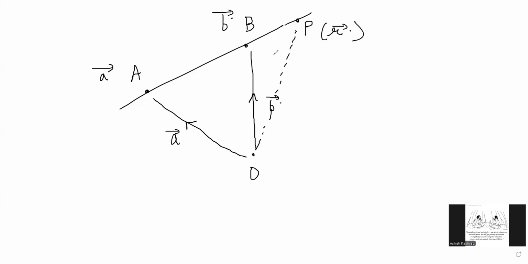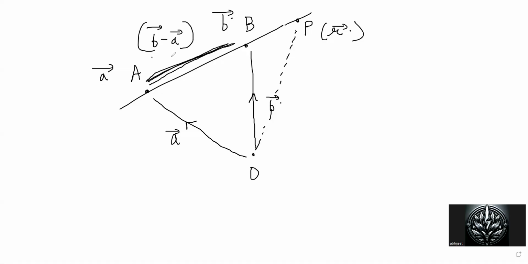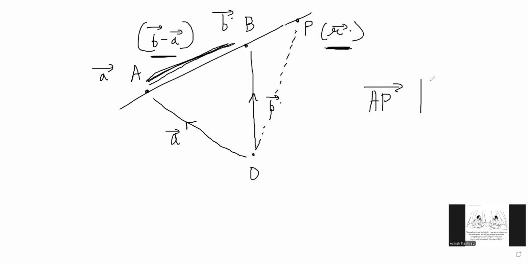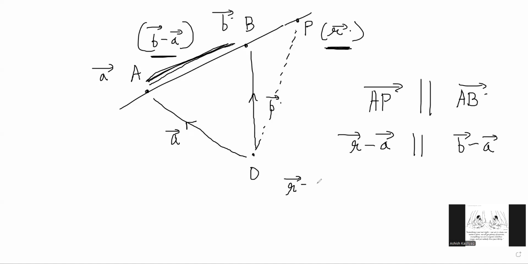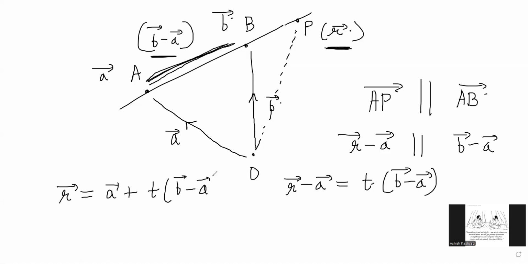So basically we are doing the same thing, but this time nobody gave us the parallel direction. So we'll say that the line is going to be parallel to the direction B minus A. We take a variable point on the line and say that the AP vector is parallel to the AB vector. So R minus A is parallel to B minus A, and therefore R minus A should be some T times B minus A. And you get R vector is equal to A plus T times B minus A, right? I hope everybody understands that this is the same thing that we did earlier. Nothing new has come.